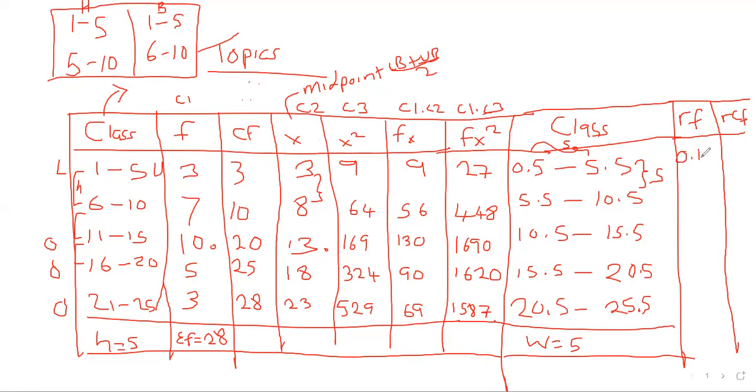0.107. And the next one will be 7 out of 28 to get 0.25. Then 10 out of 28, 0.36. And 5 out of 28, 0.18. And again, 3 out of 28, 0.11. Then the relative frequency, we can do it in two ways.